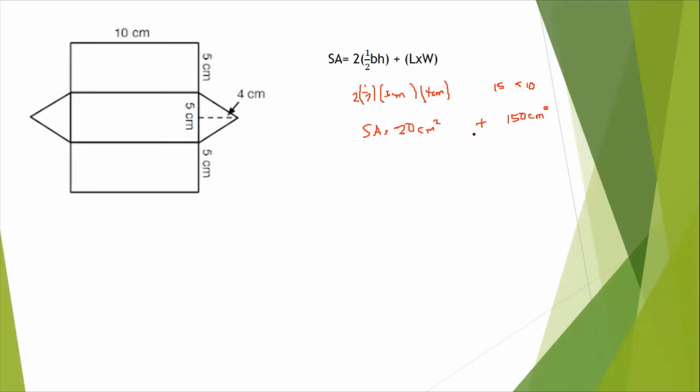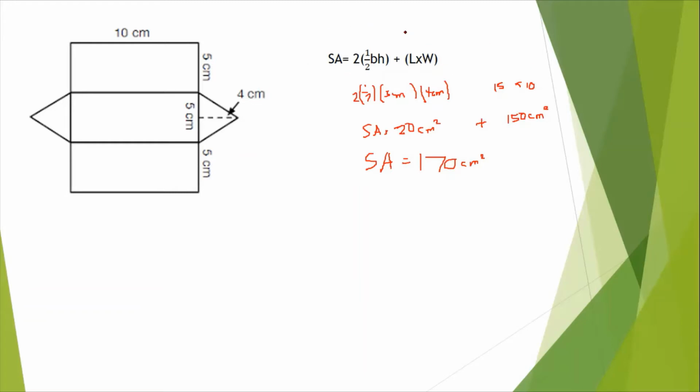20 centimeter squared plus 150 centimeter squared. The total surface area is 170 centimeter squared. Okay, so always remember to find the surface area of our triangular prism.